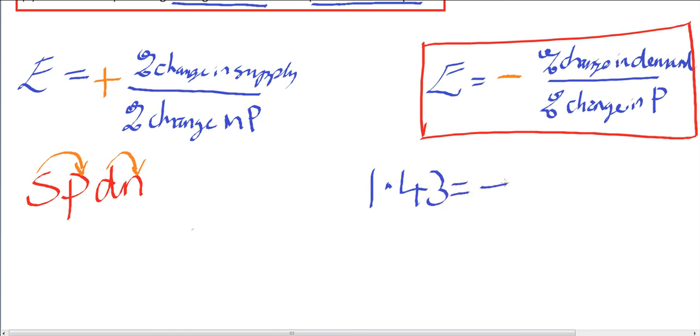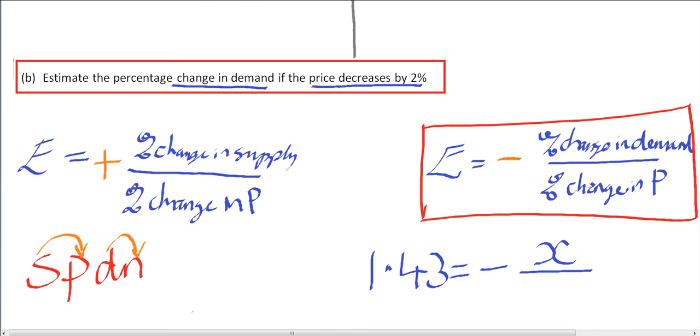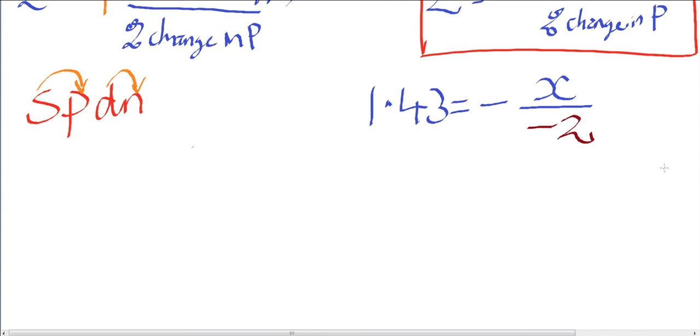1.43 equals minus, now I'm looking for the percentage change in demand, so let's just call that X, and percentage change in price. What did they say? If the price decreases by 2%. So that means the percentage change is minus 2. If it increased, it would be plus 2, but it's decreased, so it's a minus 2 there. Now, don't be afraid of an equation like that. I know there's a lot of minuses there.